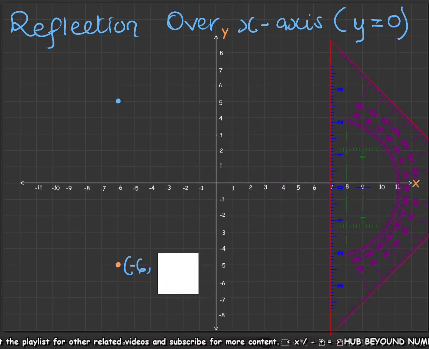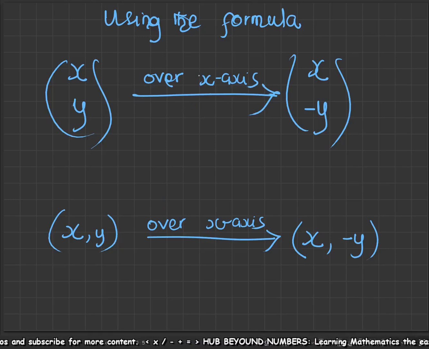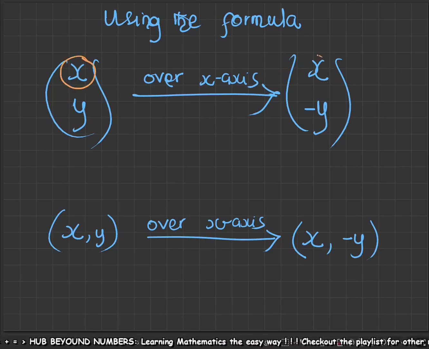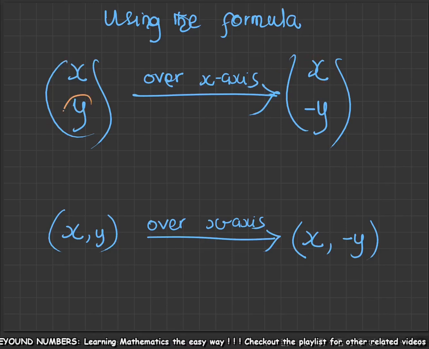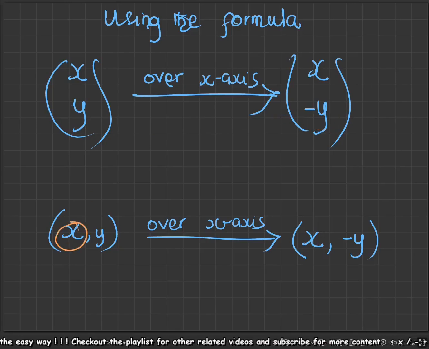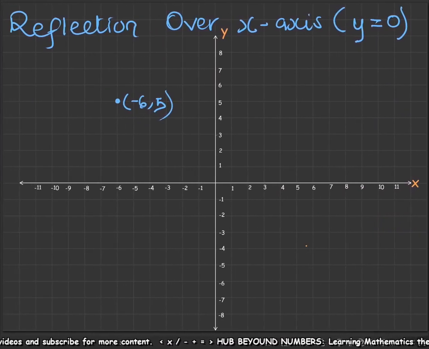Now the second method has to do with using a formula. The formula says that if you want to reflect over the x-axis, then all you need to do is always maintain the value of x. You see, so we are always maintaining the value of x, and irrespective of the value of y you have, just negate it and locate that point. So always maintain the value of x, do not change it, but irrespective of the value of y you have, negate it.